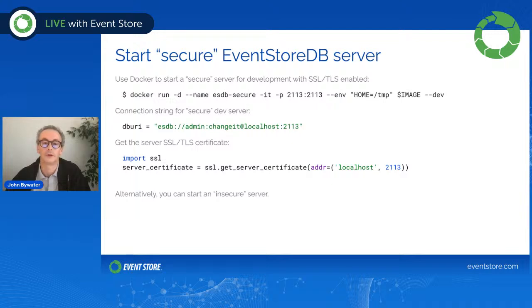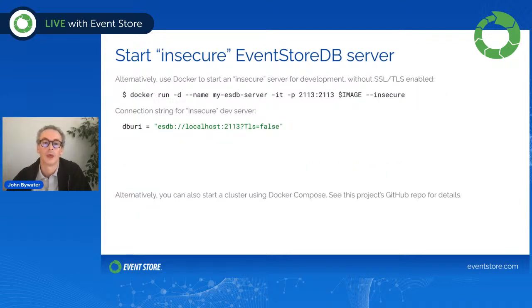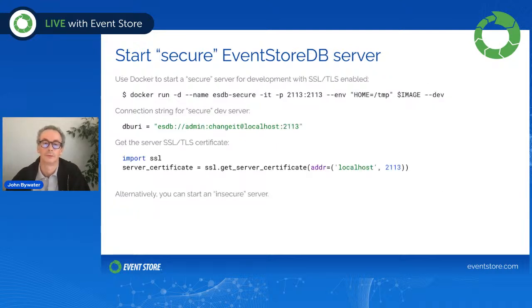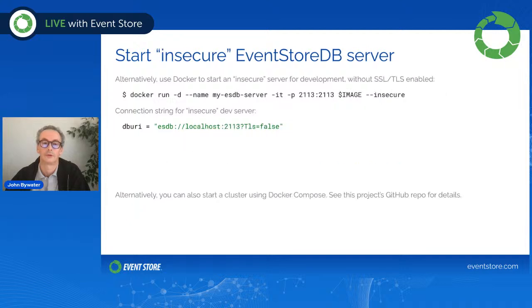As an alternative to the secure server, you can start an insecure server. You can do that with this Docker command instead, and the DB URI is slightly different. You don't need to include the user info part, but you do need to provide the query string TLS=false. So those are the two connection strings. As an alternative to running a single node server, you can run a cluster, and there's code in the repository for starting a cluster of EventStoreDB servers using Docker Compose.